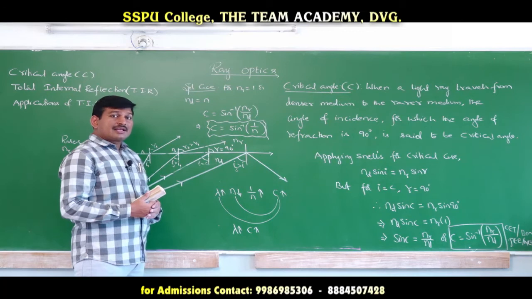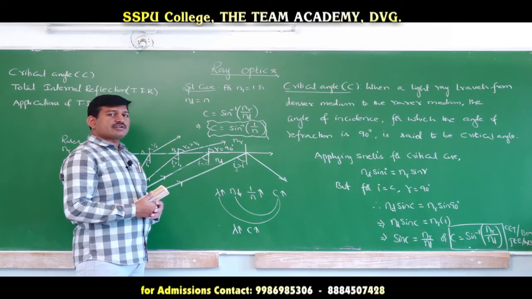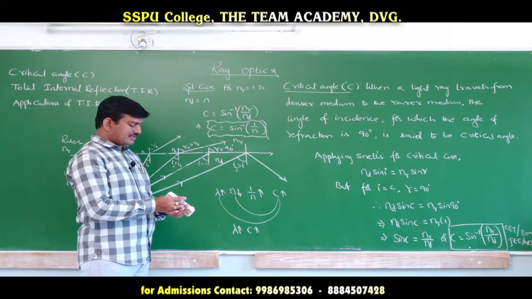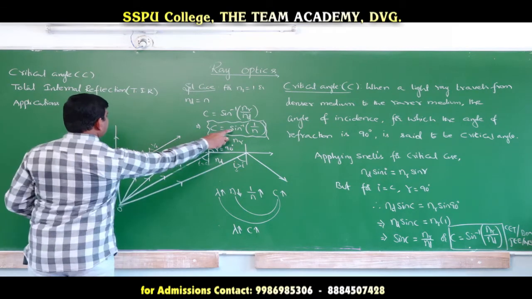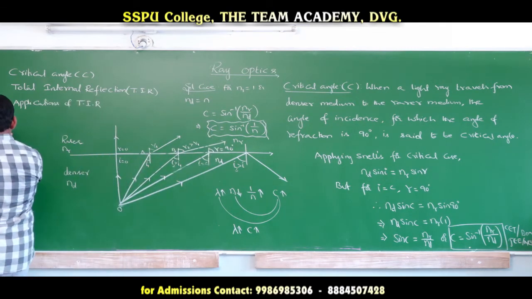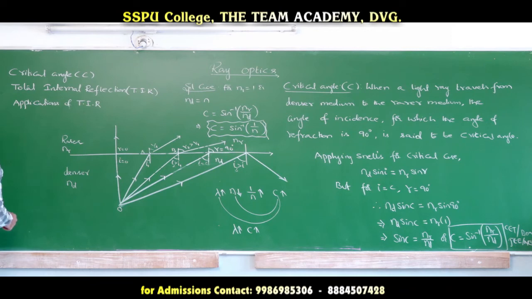Suppose the critical angle is equal to 45 degrees, what is the refractive index of that medium? They will ask. So from this I can say sin C is equal to 1 by n, or C is equal to sin inverse of 1 by n. From this I can write sin C is equal to 1 by n, or n is equal to 1 by sin C.